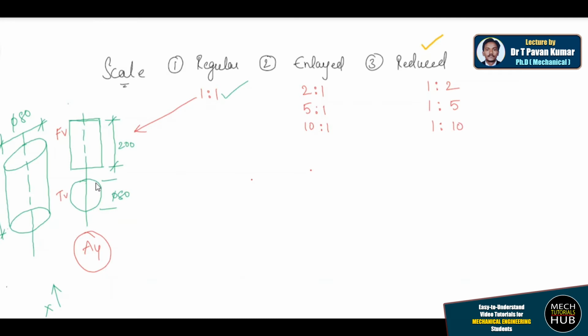I could see a proper rectangle and a proper circle. That is fine. And if I send the sketch to the shop floor for manufacturing, then the person can easily understand the drawing and he could easily manufacture the component.